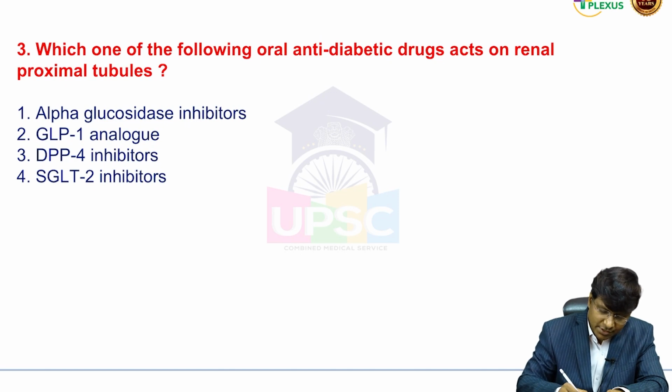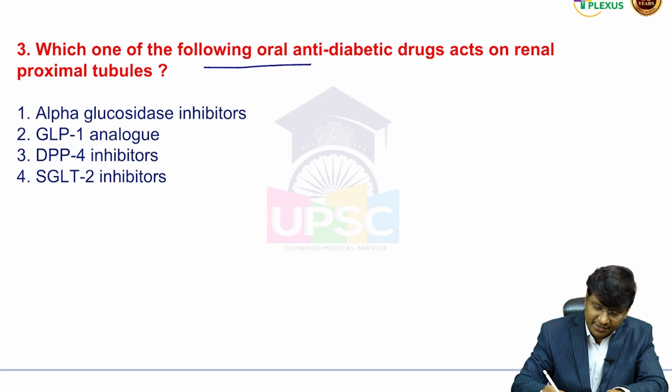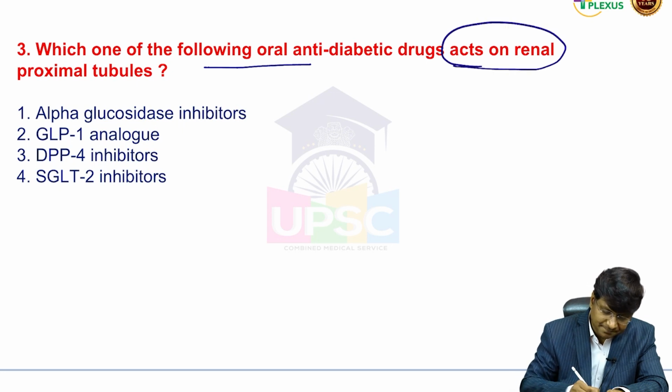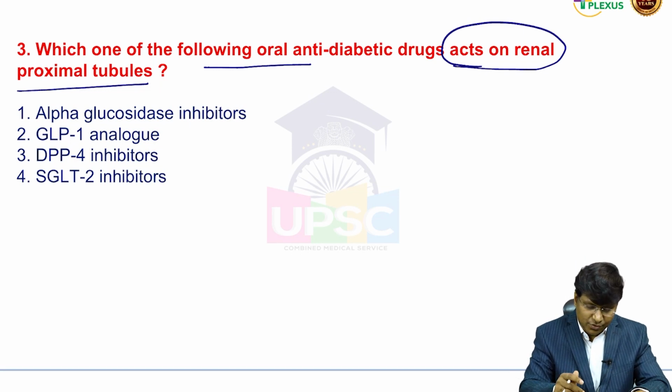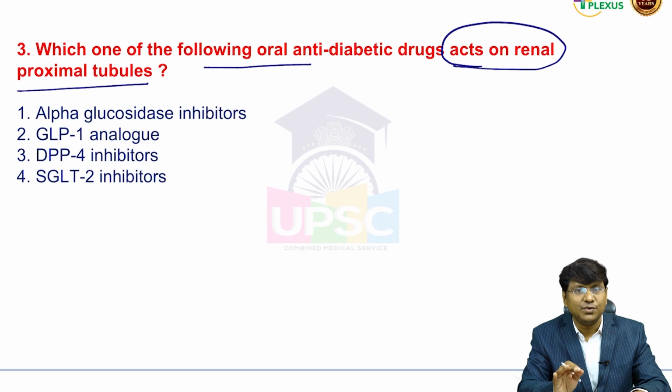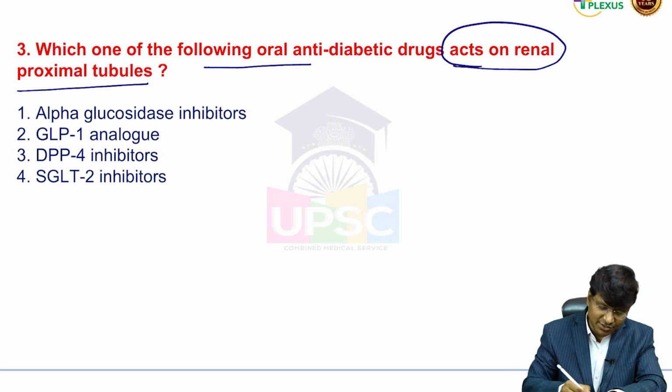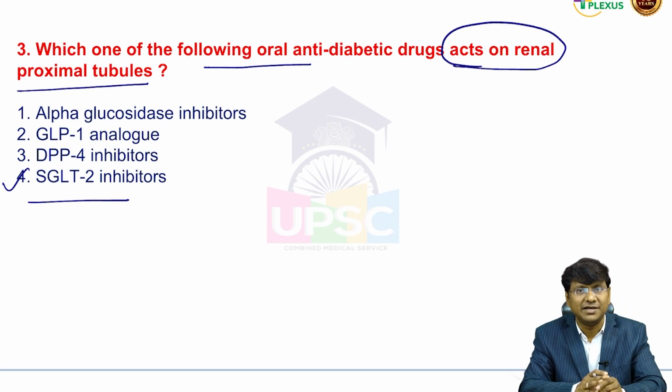So the question is, which one of the following oral anti-diabetic drugs act on the renal proximal tubules? The options are alpha glucosidase inhibitors, GLP-1 analogs, DPP4 inhibitors, and SGLT2 inhibitors. So the drugs which act on the proximal tubules are the SGLT2 inhibitors.